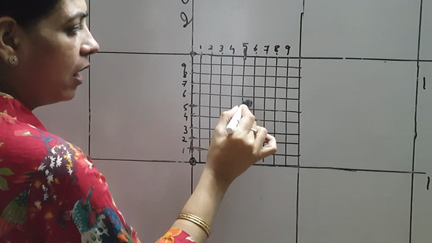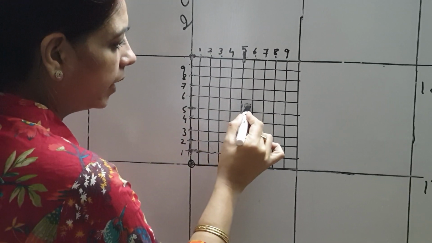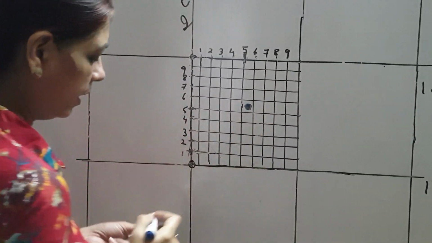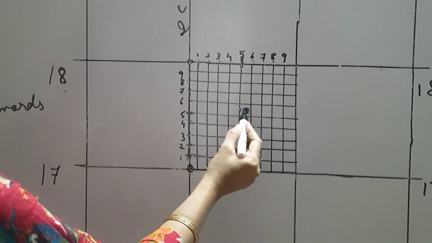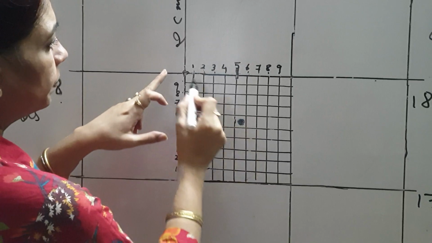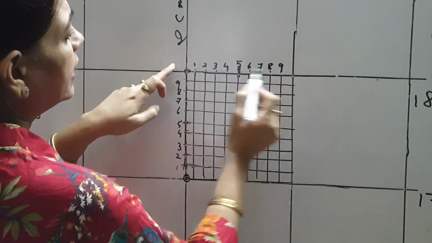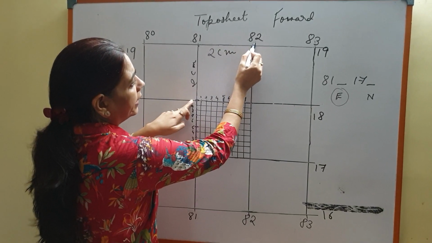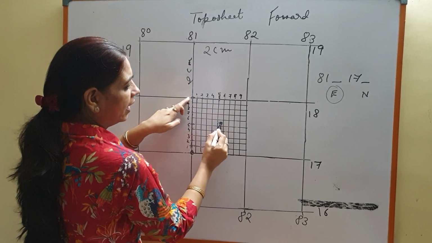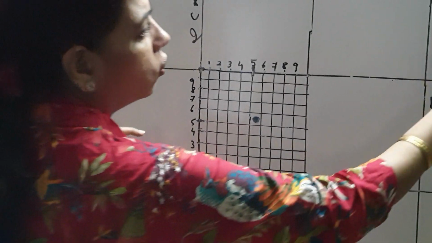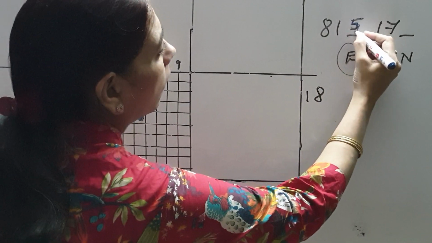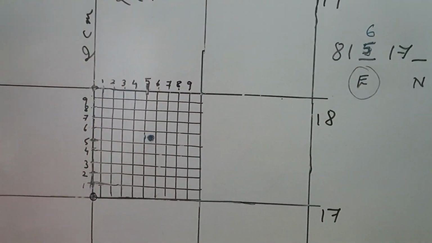Now we see where this well is located. Where is the well located? It is a blue perennial well. Now this well lies in the easting forward. So the value of the easting increases forward, 81 to 82 longitude. So this well lies in between 5 and 6. So you will write here 5, and you will write here 6 on the top.